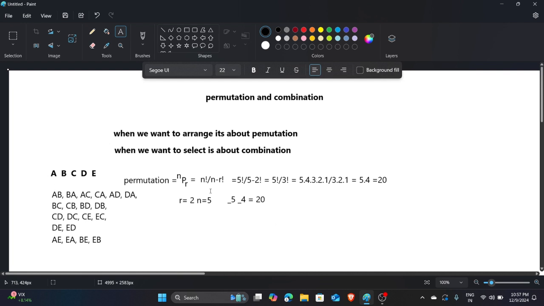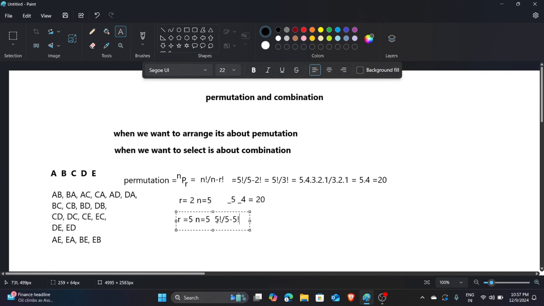Then here the r value is 5. Okay, so here we put the r. So 5 minus 5 is 0. If they say that you can take the five elements at a time, it means r equals 5 and n is already equal to 5. In this condition, if you put the r value and the n value here, then there is 5 factorial divided by (5 minus 5) factorial.